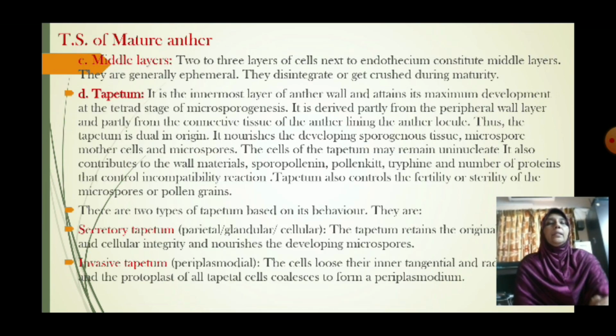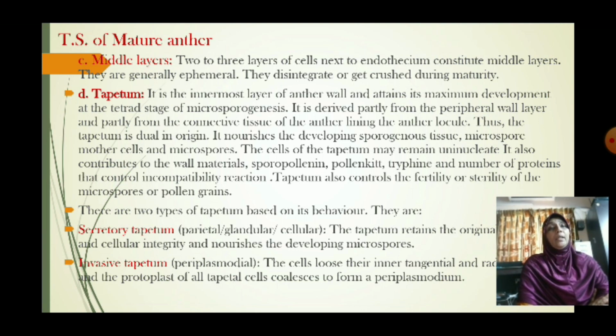The next layer is the middle layers. About 3 layers of cells next to the endothecium constitute the middle layers. They are generally ephemeral. They disintegrate or get crushed during maturity.